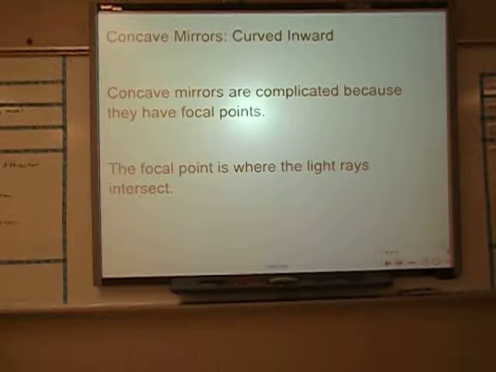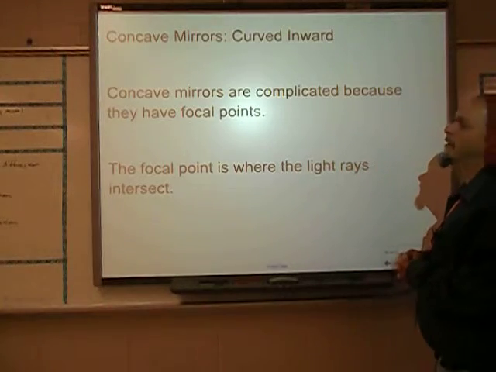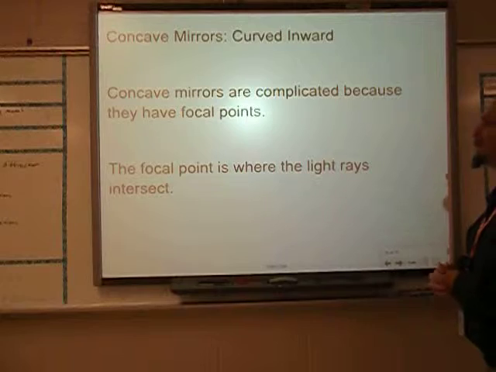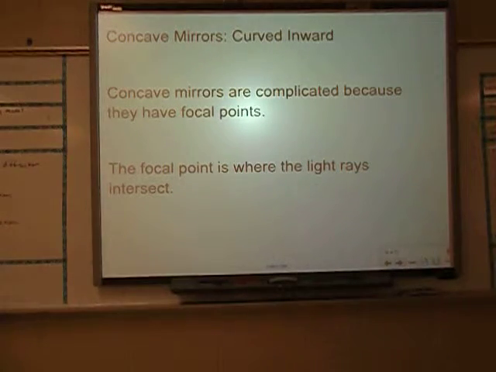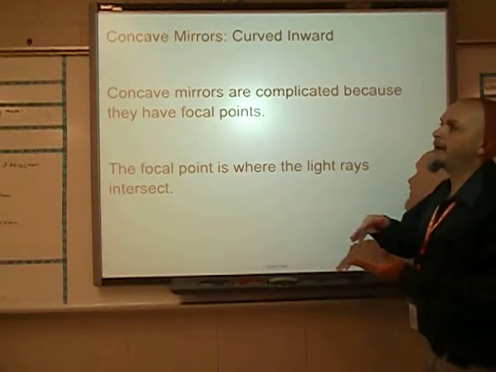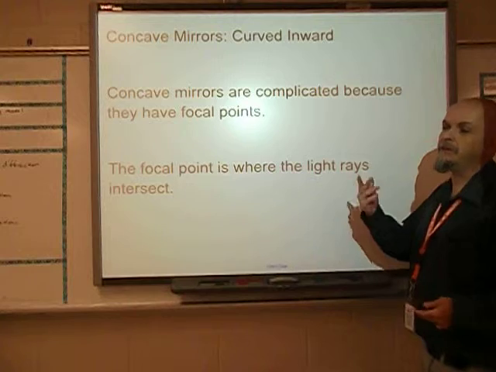The final mirror type is the concave mirror. Concave mirrors are curved inward, so they curve the opposite direction of a convex mirror. They move away from the actual object. They're complicated. And the reason why the concave mirror is more complicated is because it actually has something called a focal point. A focal point is where the reflected rays from the mirror will intersect or converge. They'll come together. Concave, converge in this case.